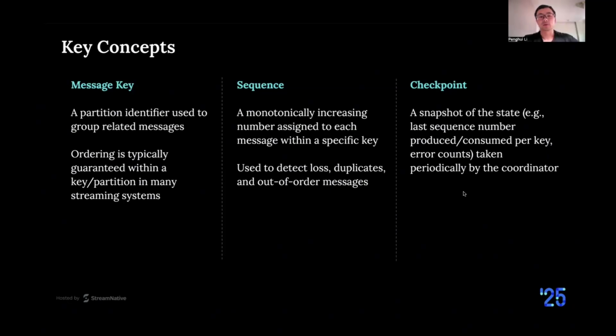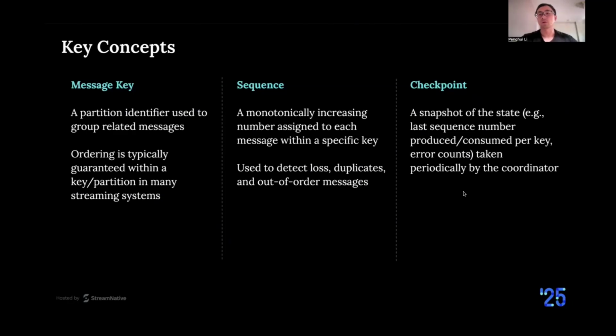And the second one is the sequence. Actually, I named it sequence. It's just like the value of the Kafka or Pulsar message. It's a monotonically increasing number assigned to each message within a specific key, just like 0, 1, 2, 3. So why did we add the sequence? It's because if we use a sequence for each key, it's much easier to detect either data loss, duplicates, or out of order messages. So with the sequence definition, we don't need to verify the correctness by using any third-party systems, database or something.